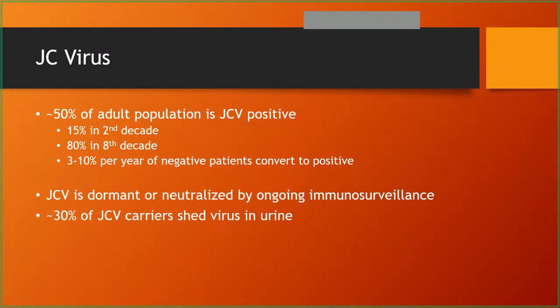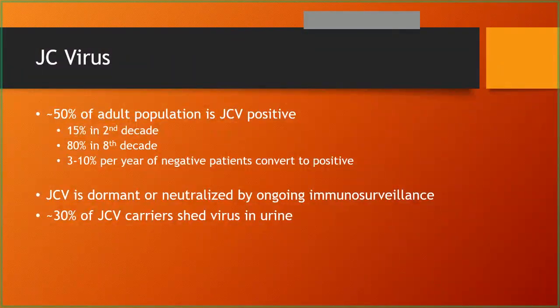So it is important to know what is the incidence of the JC virus in the common population. Ballpark 50%, but it steadily accumulates as people get older. You can see the numbers there, 15% in the second decade, so teenagers, and by the 8th decade, most of us, 80%, carry this virus. This virus is not pathologic unless there is an immune system problem. Our immune systems keep it neutralized or keep it suppressed just by ongoing immunosurveillance. Those of us that are positive but do not have pathology, about a third of people shed virus in their urine. So this virus is an active component of our bodies, but it's just not pathologic.